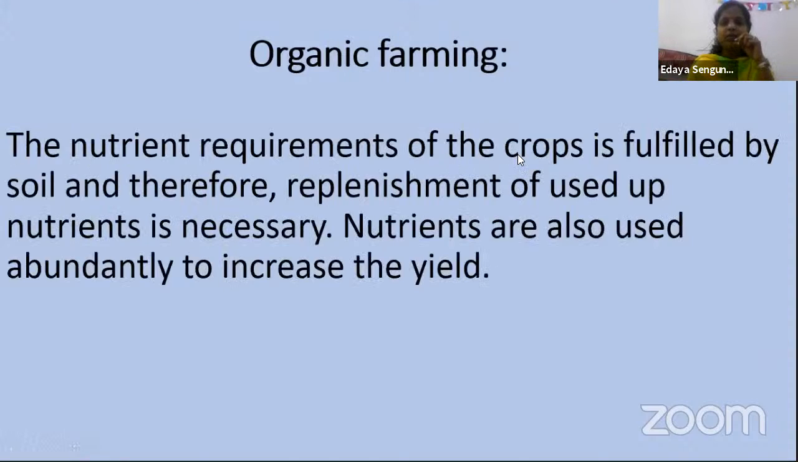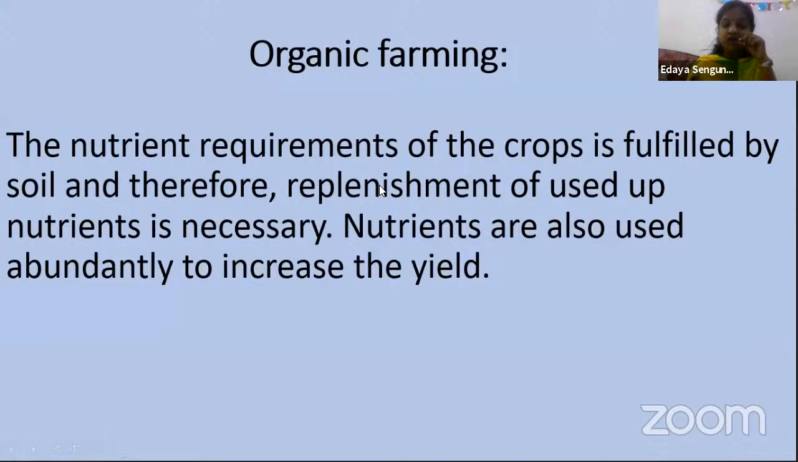Now, organic farming. This is the important thing that we have to follow nowadays. The nutrient requirements of the crop are fulfilled by the soil, and now you all know if the land is fertile and we are doing farming or agriculture on that land, after the harvesting the nutrients are used by the crops to grow well. But when we are going to sow some other crop in the same field, the nutrients are less in the soil. So to fulfill that nutrition, we are using organic farming with refill.